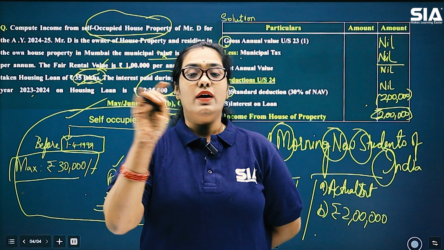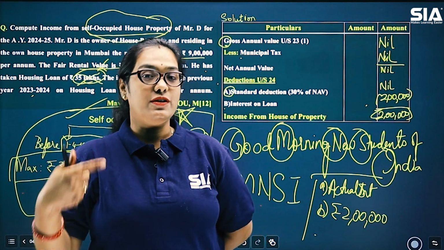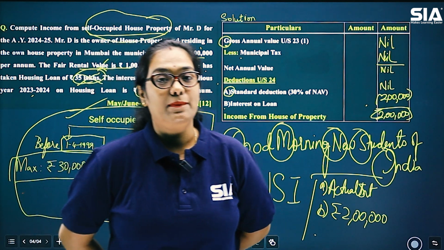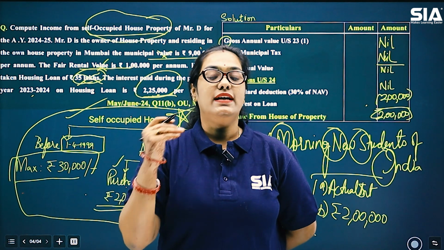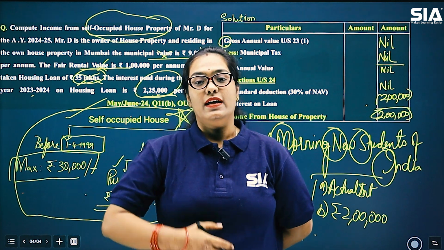And as I told you, one keyword to remember all the items in the pro forma in case you forget in the rush of an hour is "good morning, new students of India," which will help you to remember all the items that are there in the pro forma for calculating income from house property.